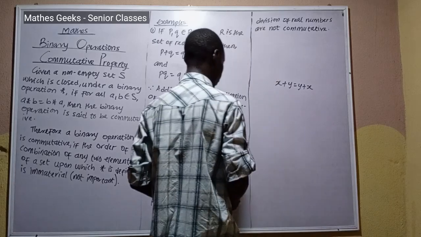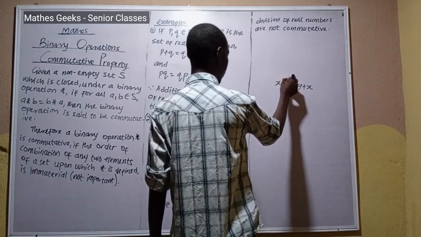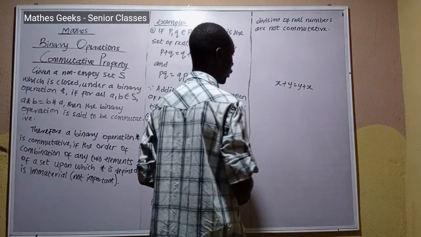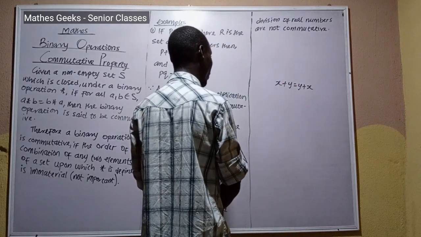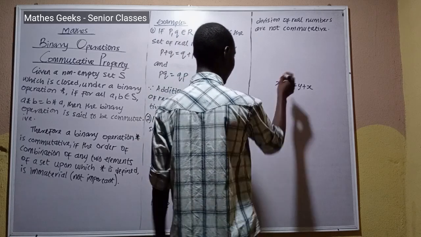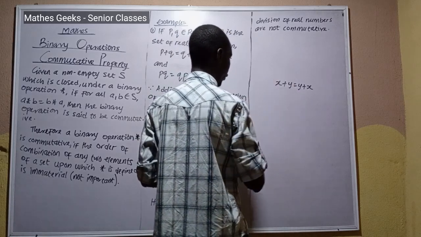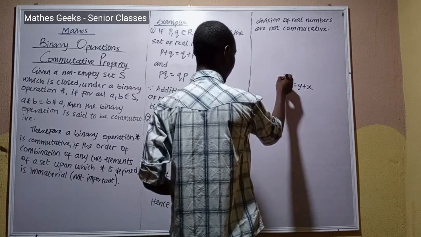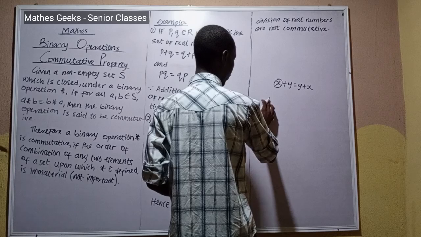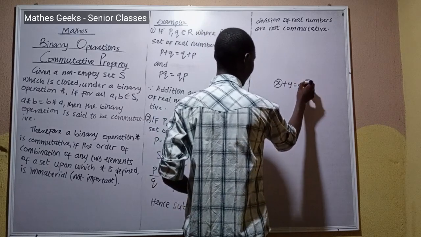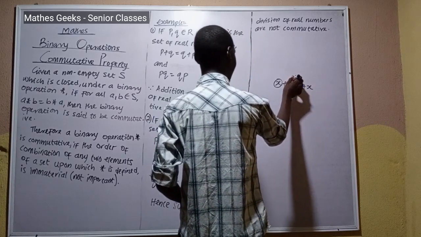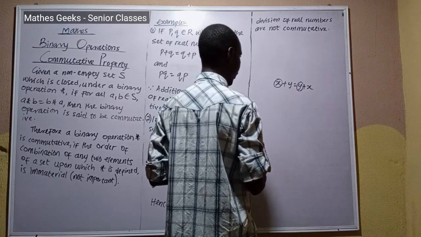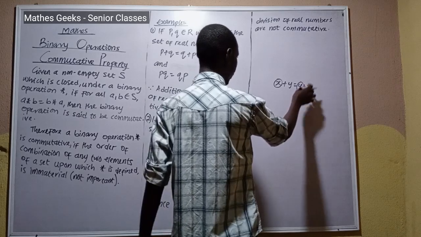What it means is that when you're combining two elements under the operation addition, you discover that the order doesn't matter. Order means which of the elements or variables you decide to start with first. So I could decide to start with X. On the right-hand side, I started with Y plus X, but on the left-hand side, I started with X. It doesn't matter which element you start with, you are still going to get the same answer. So let's take real numbers.